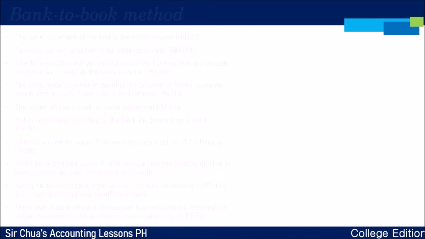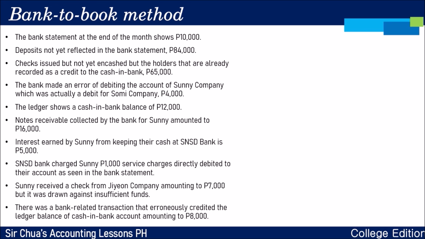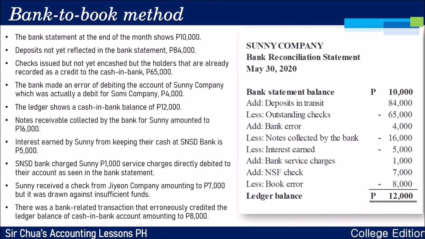Okay, so doon naman po tayo sa bank to book method. Pag bank to book method naman po, as you can see, we start with your bank statement balance and we add deposit in transit, outstanding check, and your error. Pero yung analysis nyo na po on the book reconciling items, pabaliktad na po para mauwi ka po sa ledger balance. Okay? So from the bank statement balance of 10,000, we arrived at the ledger balance of 12,000.